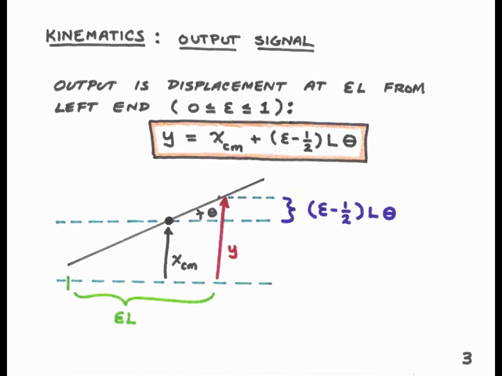So now, having completed the kinematics for the springs, I'll do the kinematics for the output signal. Recall that the output is the displacement of the beam at epsilon L from the left end. This is displacement of the beam from the equilibrium position of the beam. So it's simple kinematics as we had on the previous page. We're looking at what's happening at epsilon L away from the left end of the beam, which is epsilon L minus 1/2 L away from the center of mass. So we simply need to multiply that by theta, again using the small angle approximation where sine theta is approximated by theta. That then yields the relationship we're looking for, which is y, the displacement, is equal to xcm, the displacement of the center of mass, plus (epsilon minus 1/2) times L times theta.